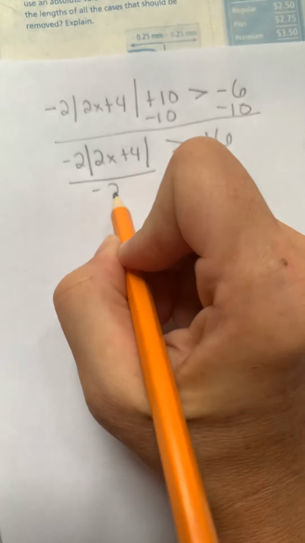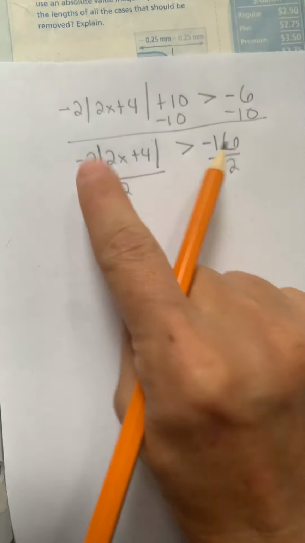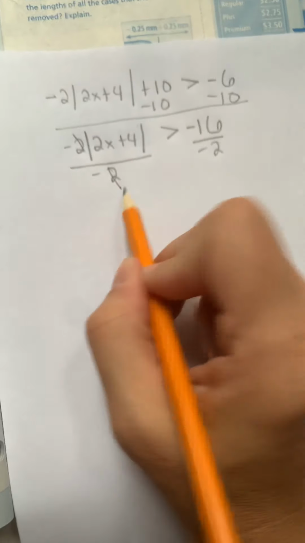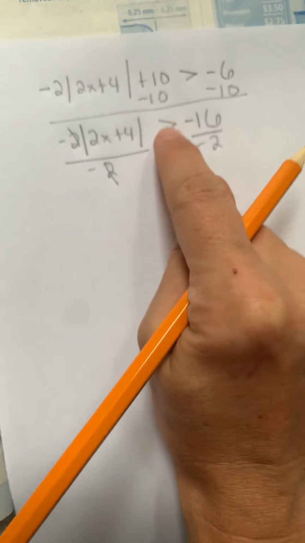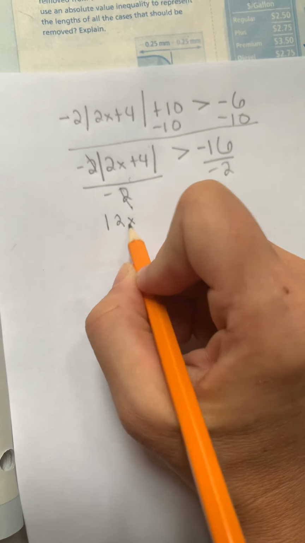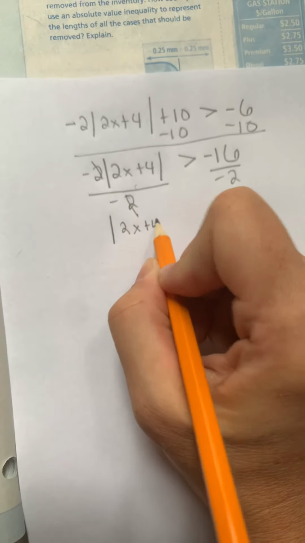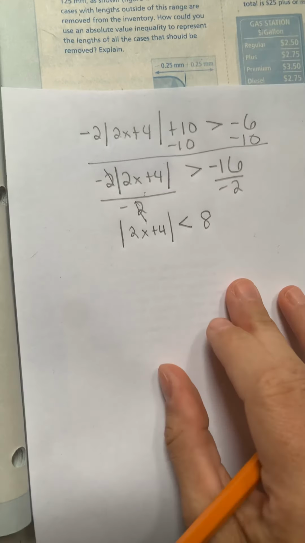Now I need to divide by -2 on both sides. And see how both sides were negative? Now when I divide by that negative, it makes them positive. That's why you flip your sign. You're flipping these signs, so you flip this too. All right, so you get the absolute value of 2x plus 4 is less than 8.